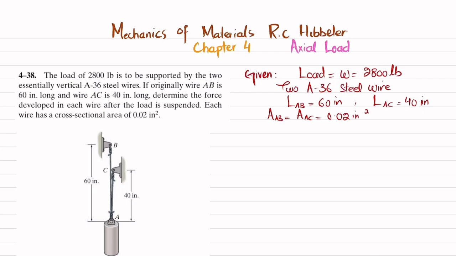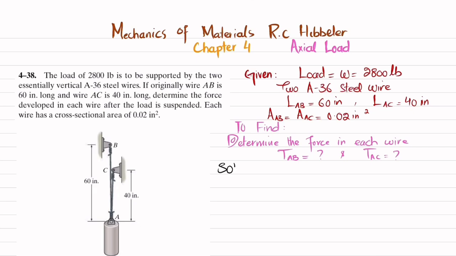So what we have to find is to determine the force in each wire. So basically we are going to find out the force in AB and the force in AC. So we'll start with the solution.